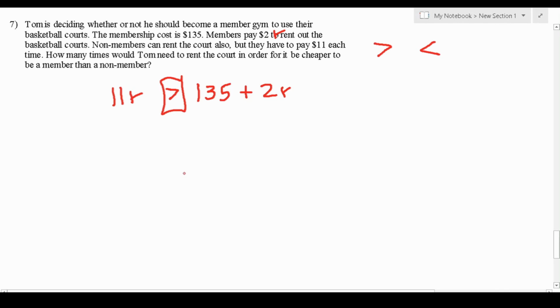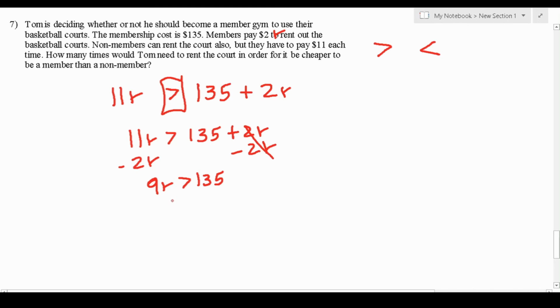Now it's just a matter of solving this for R. Let's start by rewriting this without the box. Again, we have 11R greater than 135 plus 2R. We're going to start this one by subtracting 2R from both sides. This is going to cross out, leaving us with just 135 on this side. 11R minus 2R, 11 minus 2 is 9R. Let's divide both sides by 9 to get R by itself.